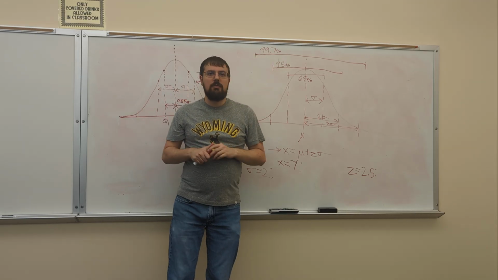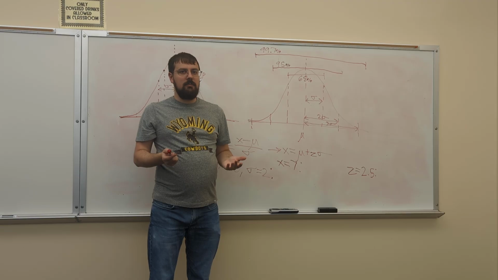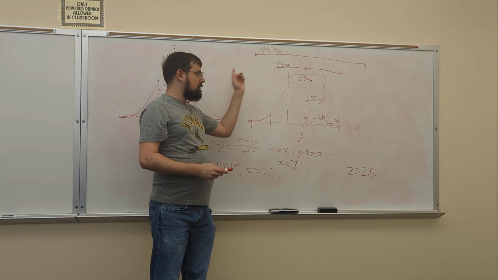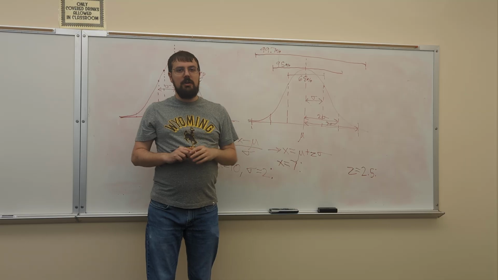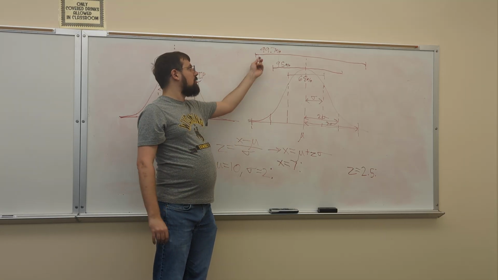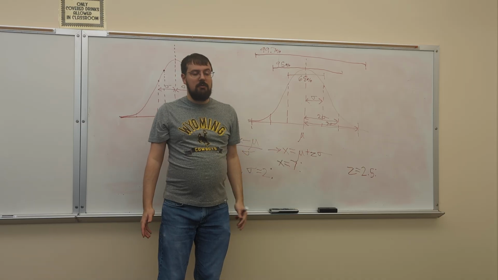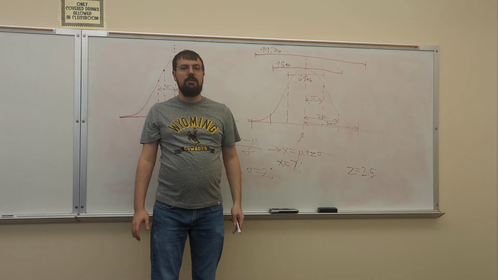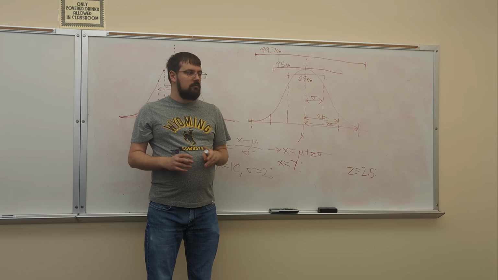So oftentimes when we have approximately normal data sets, we can approximate that 3 standard deviations away from the mean on either side is going to be our minimum and maximum, because almost 99.7%, that's almost all of our data, is going to be within 3 standard deviations of our mean.